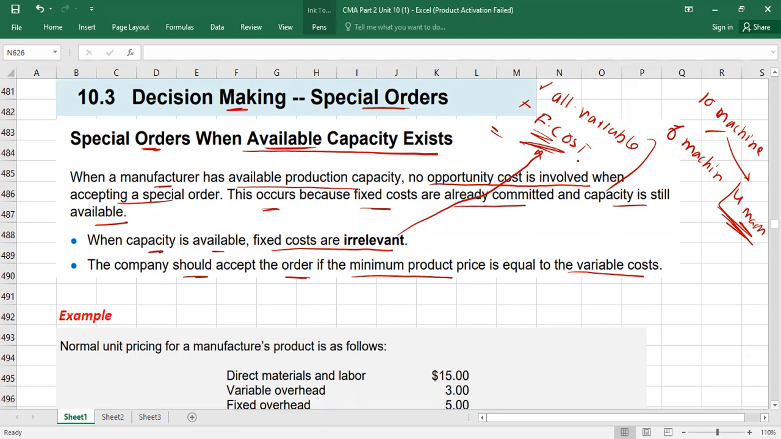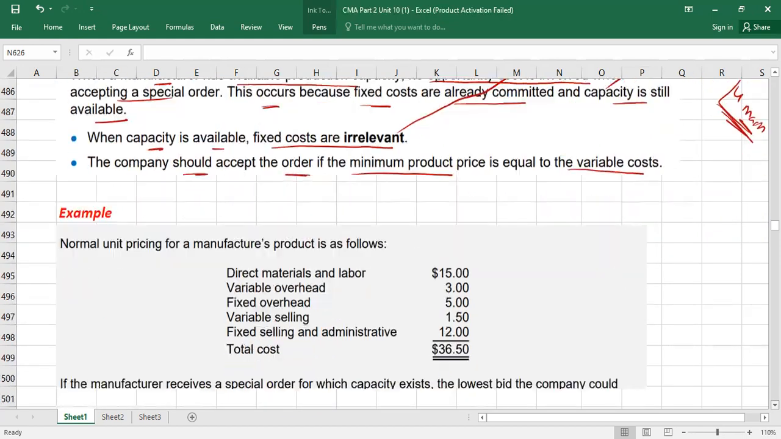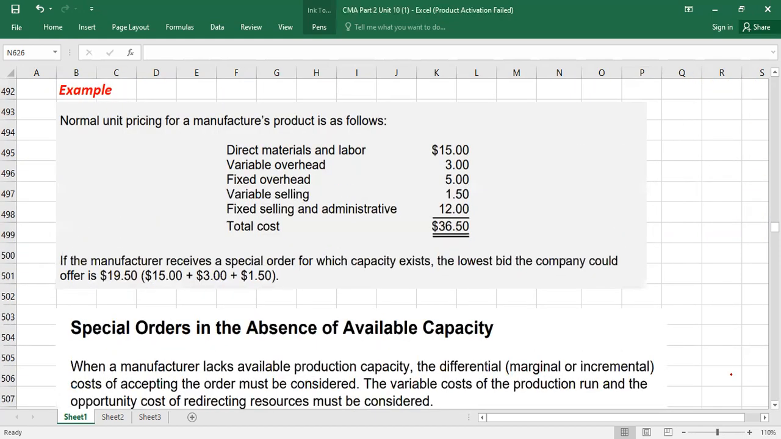If it is changing due to the decision, then it can be relevant. So here we go, guys. For example, here it's not an exam standard question, it is just a discussion. The exam standard question I'll show you.